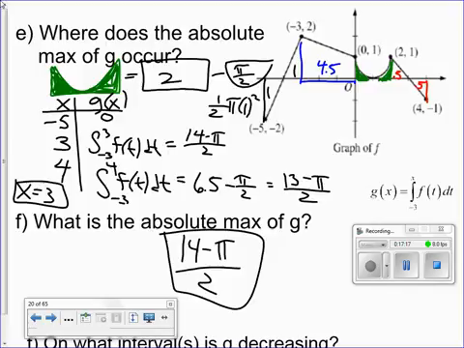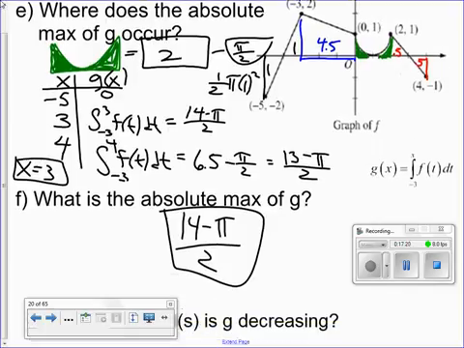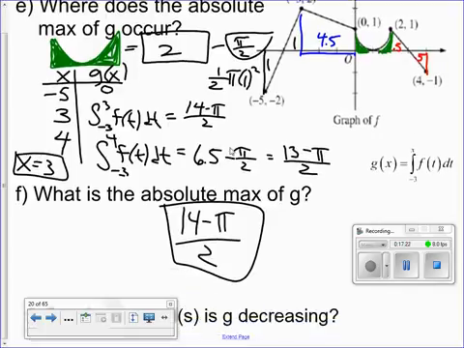Okay. Oh, there's something down there, isn't there? Oh, do the extend page.